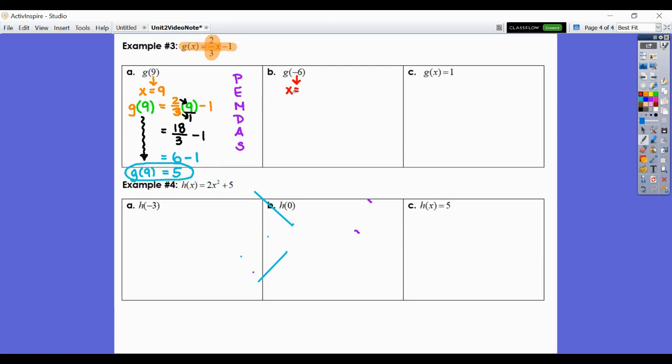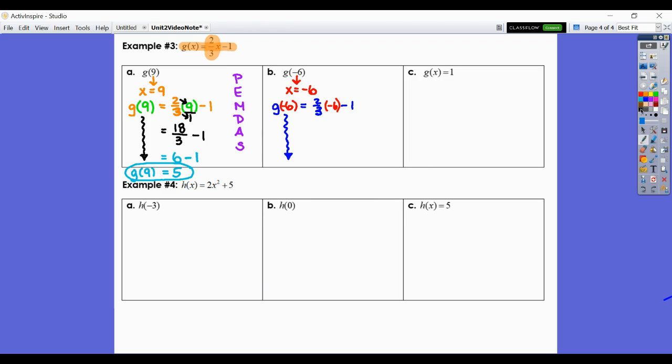Next example, we have g of negative 6. So our x value that we're replacing is negative 6. So in my function, g of x equaling 2/3 x minus 1, I erase every time I have x and replace it with a 6 here, using parentheses, and make sure that 6 is negative specifically here. Again, once you have that answer, that left side is just for notation purposes, and the right side is what you evaluate and solve using your order of operations.